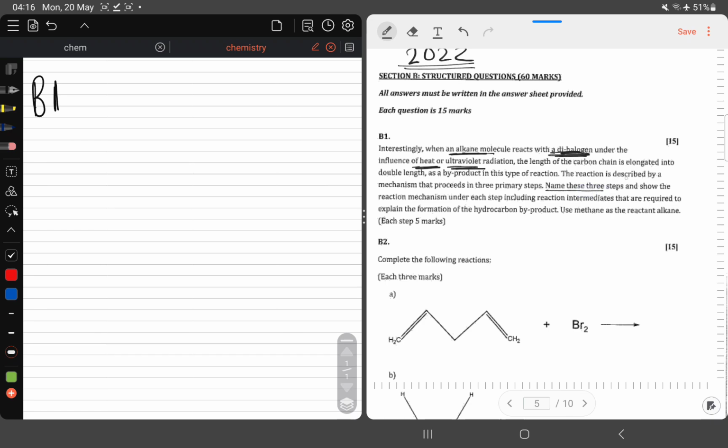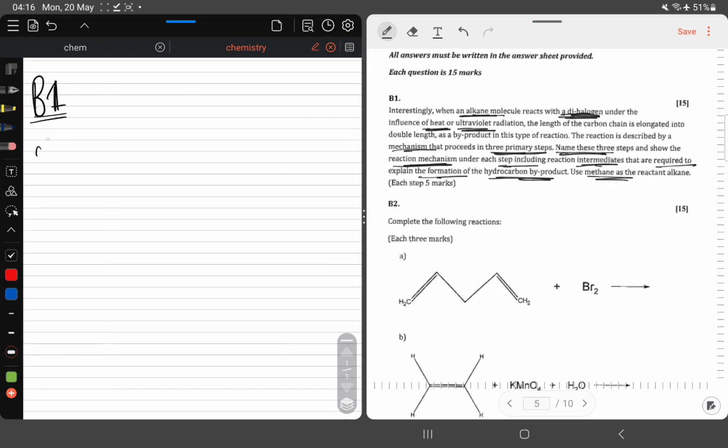Name these three steps. The reaction is described by a mechanism, yes, in three primary steps. Name the three steps and show the reaction mechanism under each step, including reaction intermediates that are required to explain the formation. Use methane. Okay, so there we go. Number B1, let's go with it.